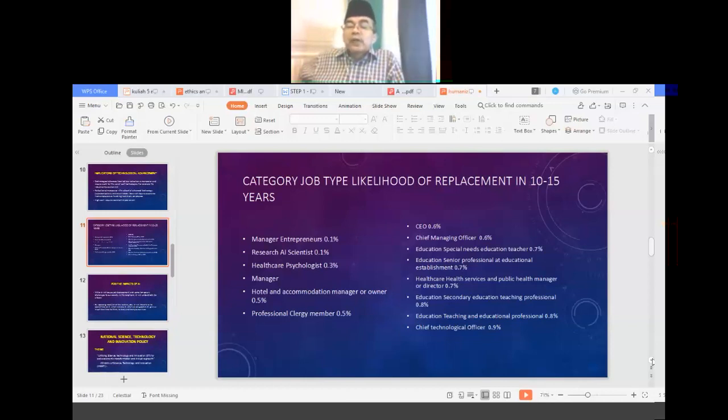Same also education, senior in education, senior professional at educational establishment. Those who are managing, like vice chancellors, dean, that one cannot be done by a robot. We need dean who are having a very high standard of humanity, impartiality, and then we need lecturers who are really very passionate and love their teaching and learning process as well as their student. Healthcare also the same. In education, secondary education, teaching professional, and then the list that is chief technological officer.